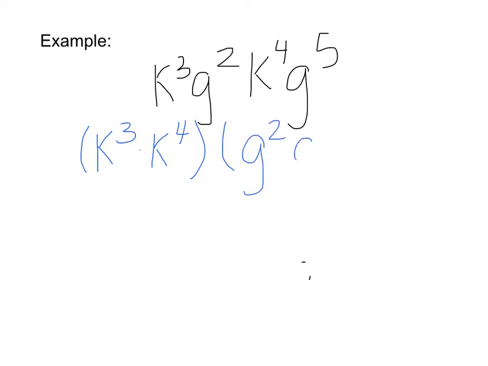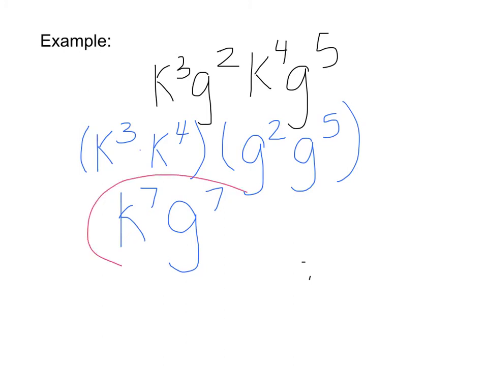This is g squared times g to the fifth. Now, according to the rule of multiplying exponents, we now can do 3 plus 4 to know what the new exponent of k is. So k, now 3 plus 4 is 7. g squared times g to the fifth is the same as g to the 2 plus 5. So our answer here is g to the 7th as well. Now we have simplified the expression.